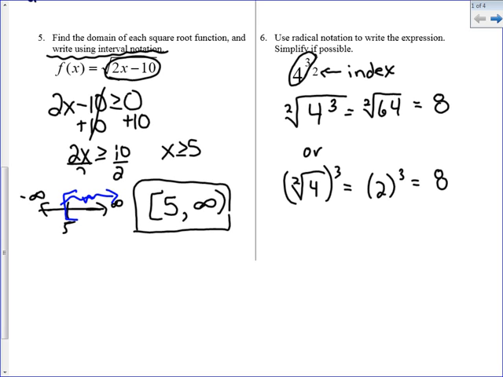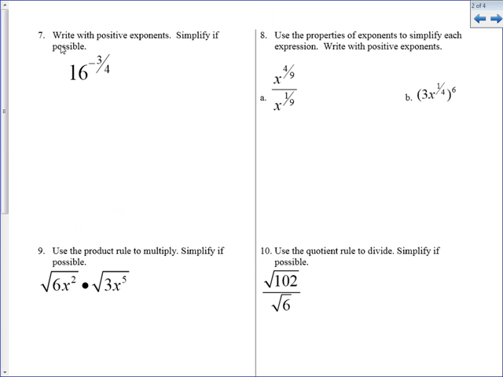Now, problem 7 looks almost the same. The directions are different, and again, the directions will tell you where to go with that problem. So on number 7, the directions say write with positive exponents, simplify if possible. Well, a novel idea would be to start by writing it with a positive exponent. How do I make the exponent positive, Emily? Yeah, put 1 over. And it's the whole thing.